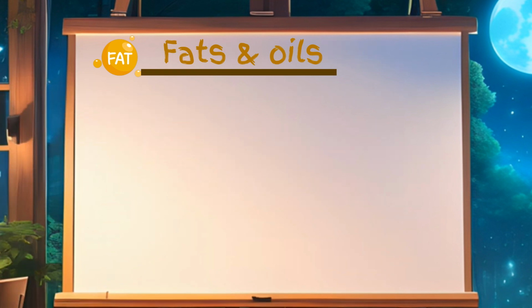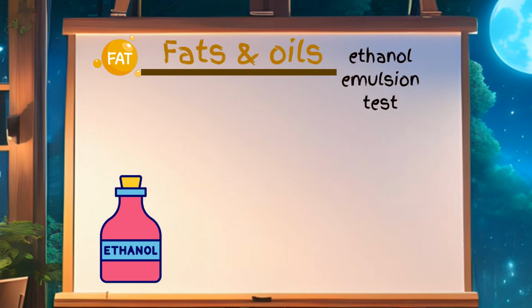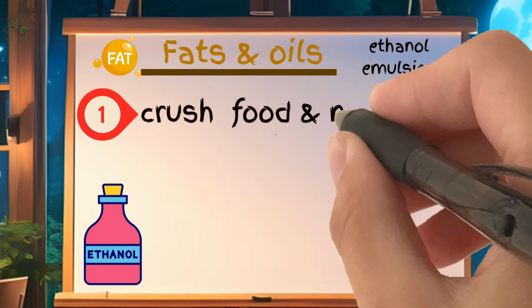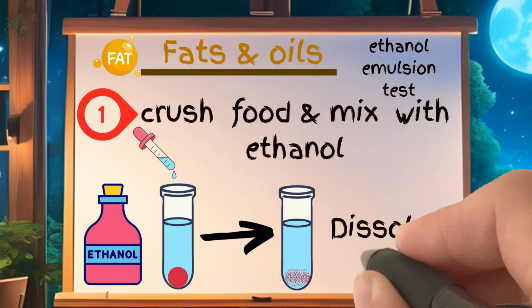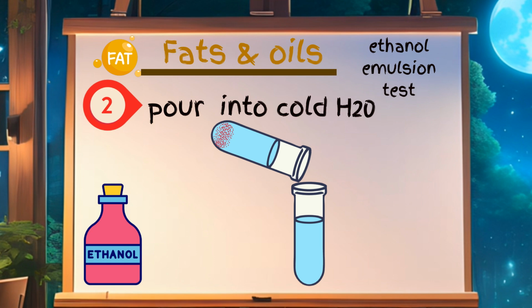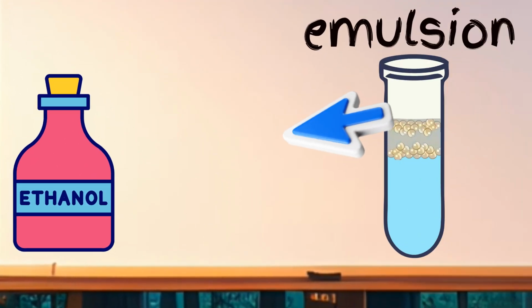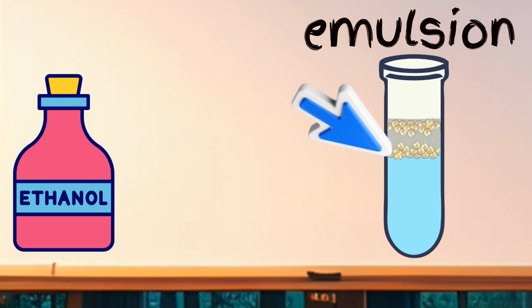Now, how do we test for the presence of fats? To find out if fat is present in food, we use the ethanol emulsion test. Here's how it works. First, you crush the food and mix it with ethanol. This dissolves any fat present. Then you pour that mixture into cold water. If fat is there, a milky white layer forms. That's called an emulsion, tiny droplets of fat suspended in water.